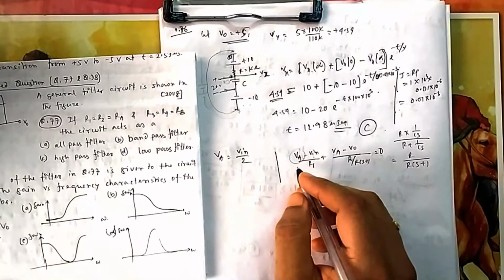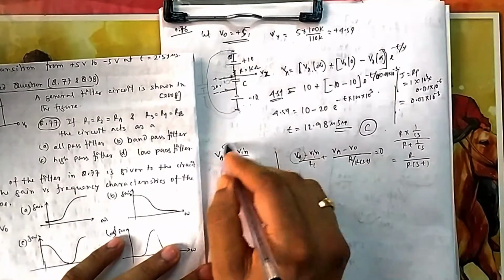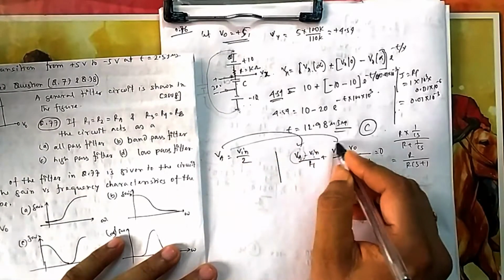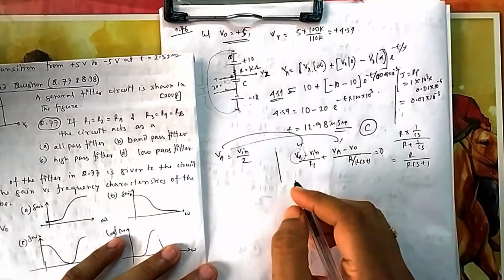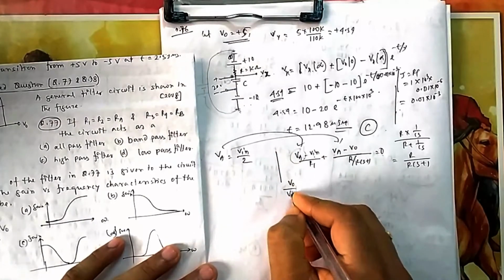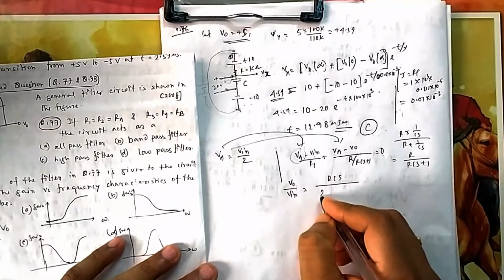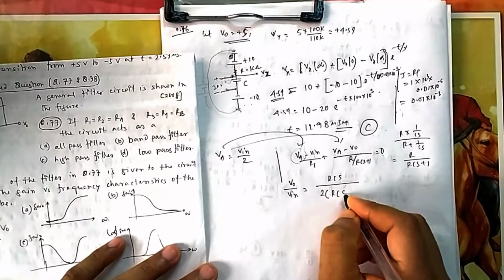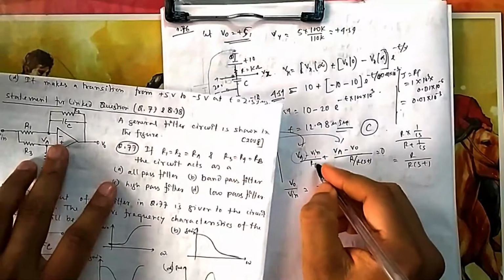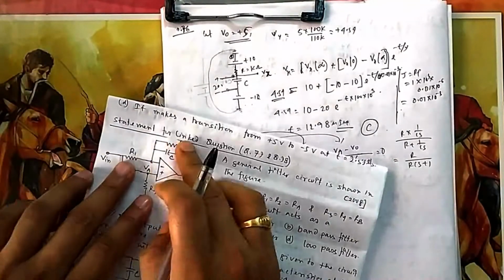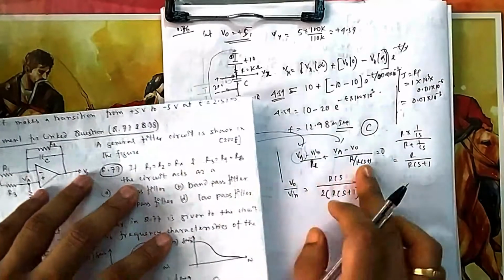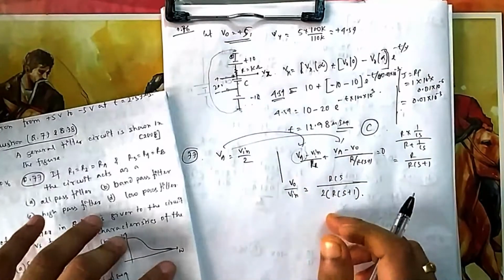So if you do this, I think you can do it. If you put Vin here, Vin by 2, here also Vin by 2, then with just a little bit of side change you do, the final expression you will get is V0 by Vin equal to RCS divided by 2 into RCS plus 1. And this R1 is also R. So R1, R2, both I have considered R. So R by R will get cancelled. I think you can do it easily.